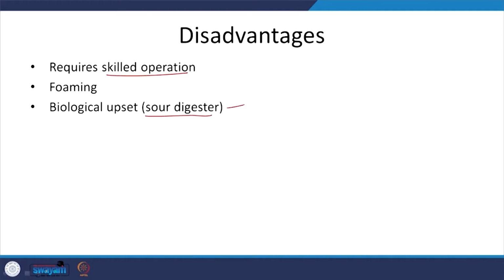This is what we talked about earlier with respect to pH dropping and such. And once it turns sour, or there is an upset, or the microbes are upset, right, it takes a lot of time for them to recover. So, that means your plant is not going to operate as efficiently. So, it is a very fine balance, that is something to keep in mind, right.